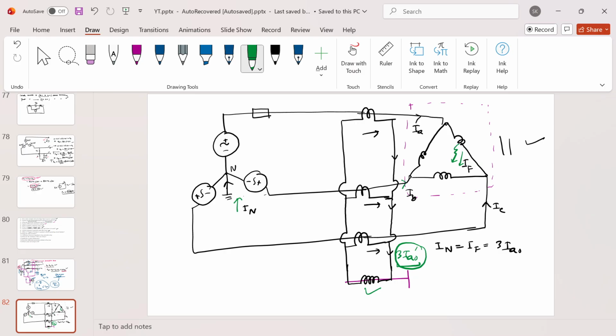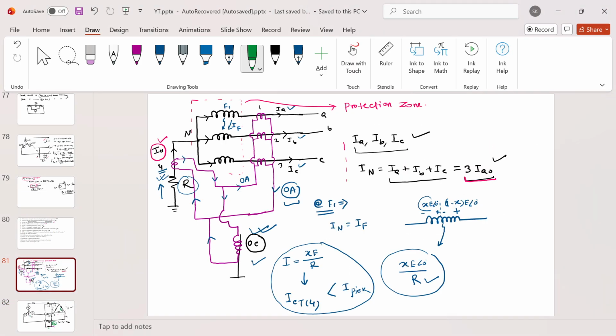So you can see the operation of this relay is restricted to the protection zone only. That's why we call it a restricted earth fault relay, and we can protect the windings against earth faults.